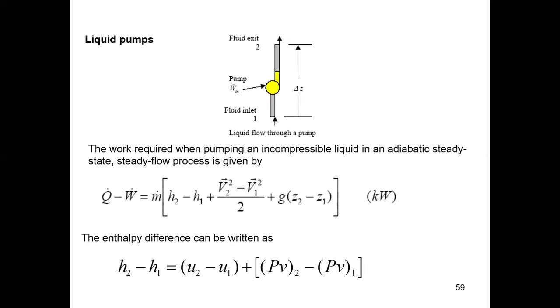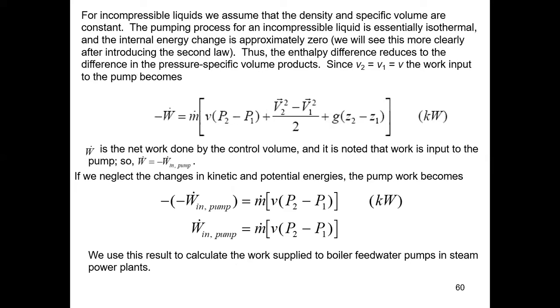Liquid pumps. The work required for pumping an incompressible liquid in an adiabatic steady flow process is given by this. The enthalpy difference can be written as the change in internal energy plus the change in flow work, and you plug it in. So the enthalpy difference reduces to the difference in pressure-specific volume products. Since v2 is equal to v1 equal to v, the work in the pump becomes this.